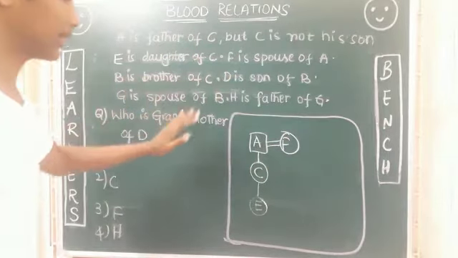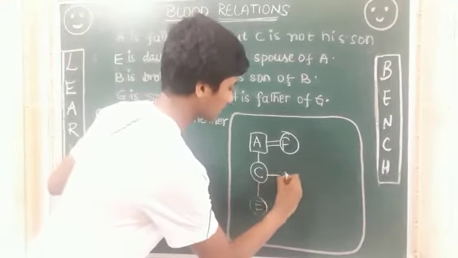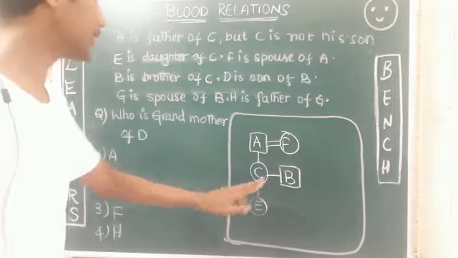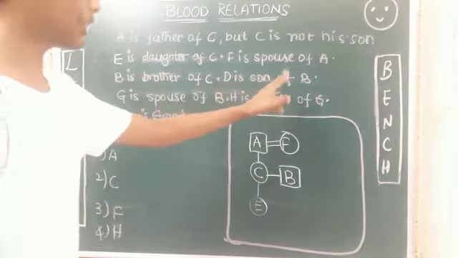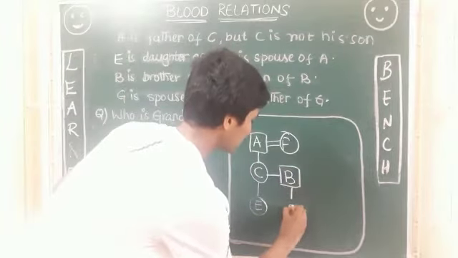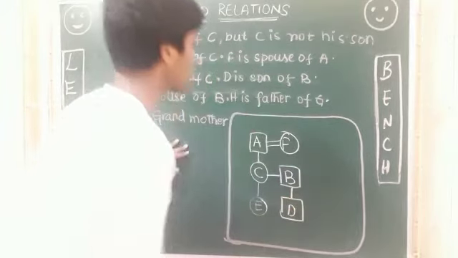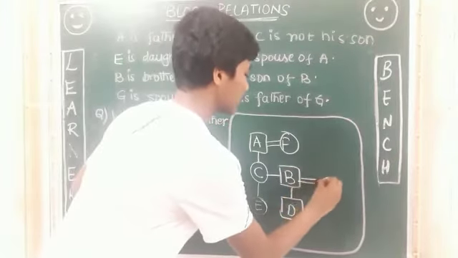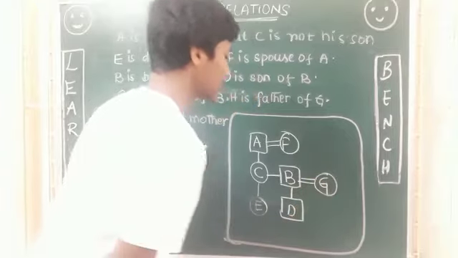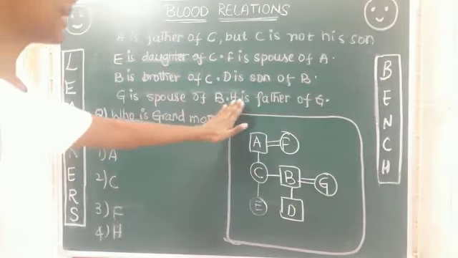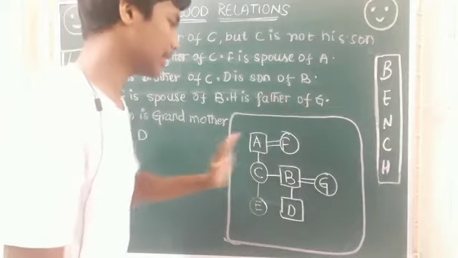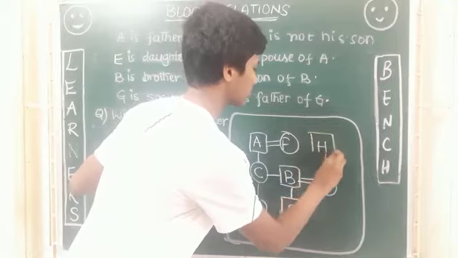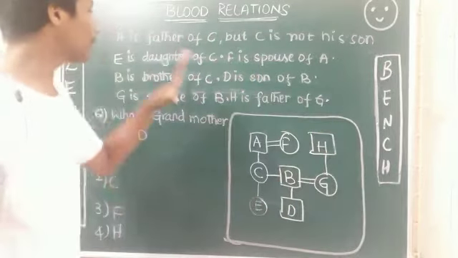B is brother of C. Brother is represented with a single line. D is son of B. G is spouse of B. Here also G is a wife because B is a male. H is father of G. G has a father, that is H. So this is the diagram for this information.